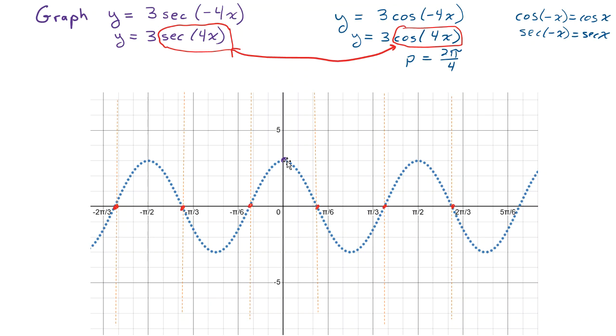Okay, so when this output is 1 for cosine times 3, the reciprocal of that is 1, we're also going to get 3. So therefore, this purple point is on our secant graph. Similarly, here's on our secant graph and here. Now let's look at this point. On our cosine graph, the output is negative 3, which means that the cosine part would have been negative 1. So negative 1 times 3 gives negative 3. The reciprocal of negative 1 is negative 1, times 3 is also negative 3. So therefore, these bottom points are also on my secant graph.